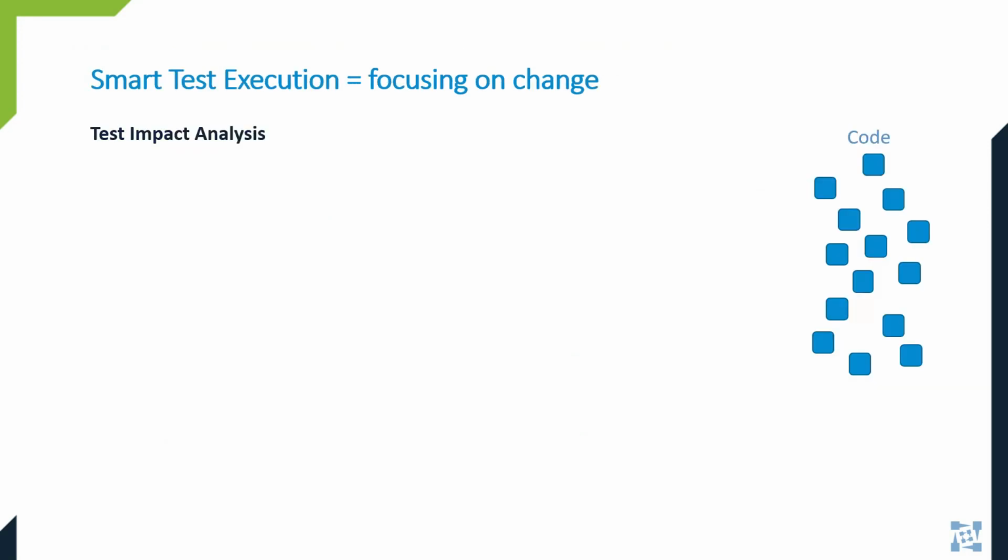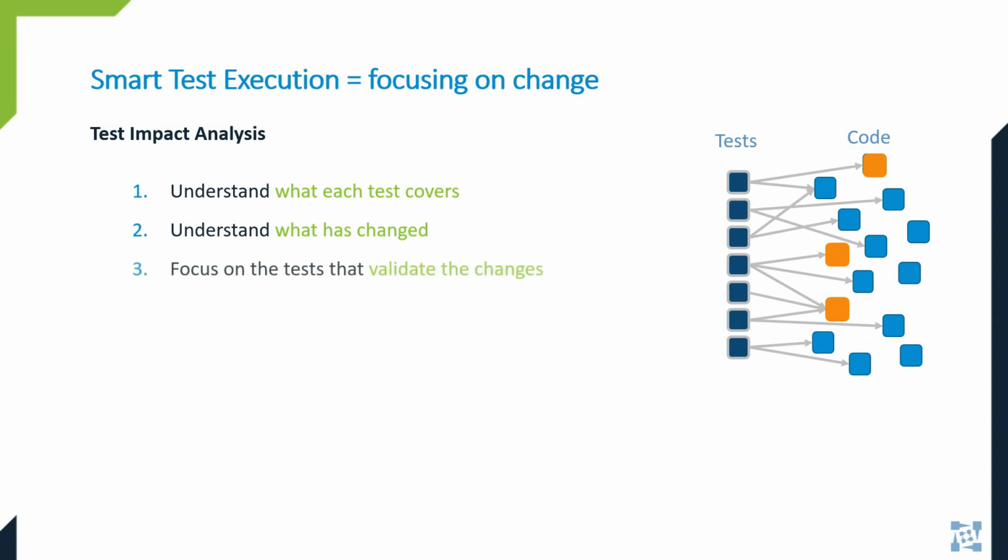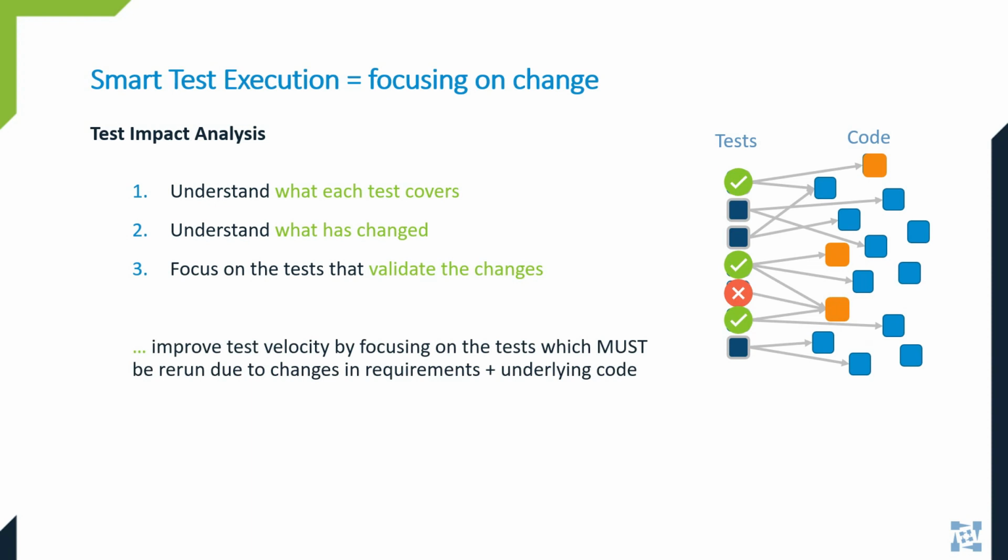So how does Parasoft's smart test execution with test impact analysis work? Well, first, it analyzes your test suite to determine what code each test case covers. Then it analyzes what code has been modified or changed since the last build. It then identifies for either the developer or the DevOps engineer the test cases to run that correlate with those code changes.